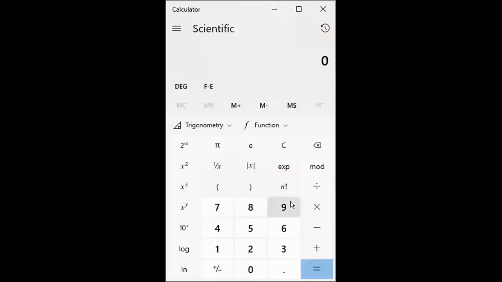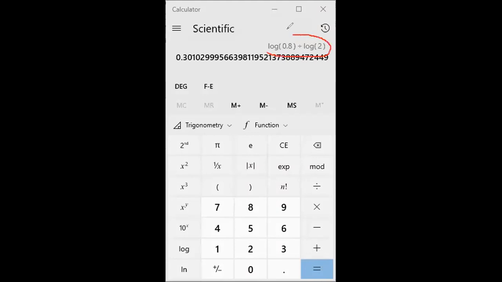So you have to use this log thing, log of R divided by log of 2. If you have your calculator, you've got the log function here. The thing is that first you need to put the value. So we need log of 0.8 divided by log of 2. So I would say 0.8 log, then divide by 2 log. If you see on the top, it looks like this: log of 0.8 divided by log of 2.